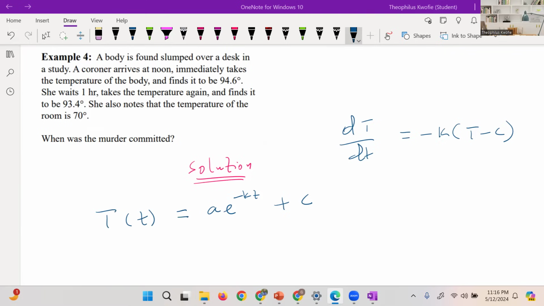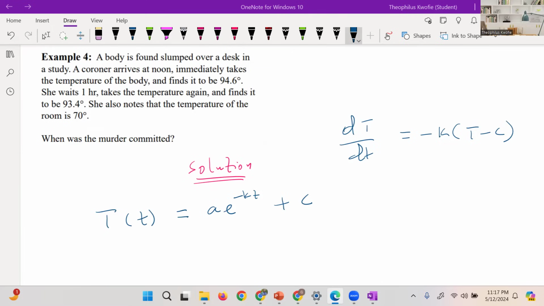All right, because the question says that a body is found slumped over a desk in a study. A coroner arrives at noon and immediately takes the temperature of the body and finds it to be so. So it means that the whole thing started at noon. So at noon, this is the initial time that the whole thing took place. Okay, is that okay? So letting the time be 0 would represent our initial time. Time always starts from 0. So we assume that at time 0, which is the noon, is where the coroner first came in to take the first reading. Okay, is that okay? All right.